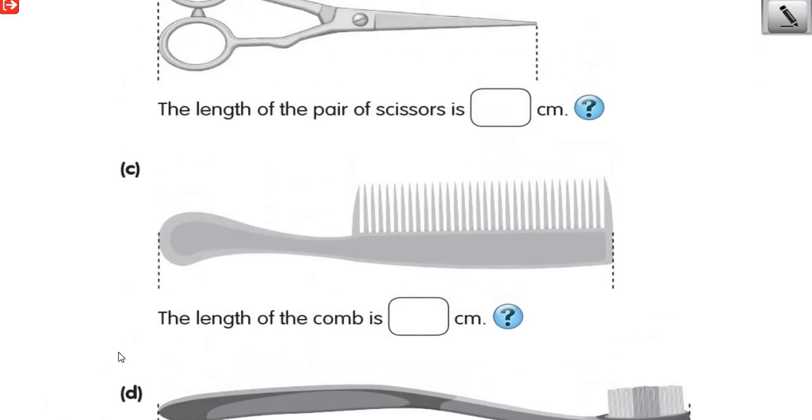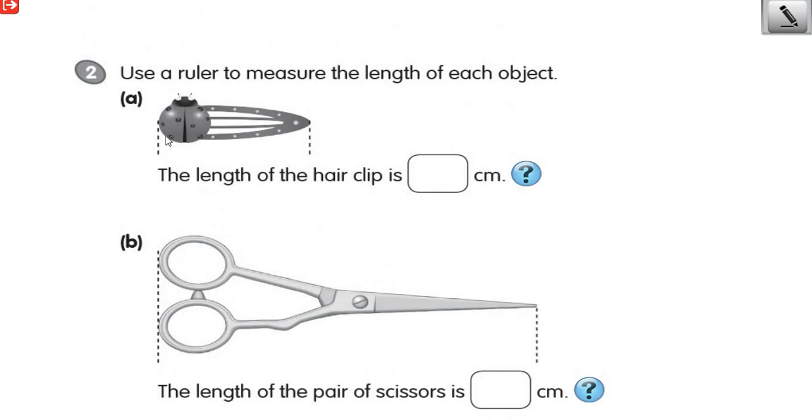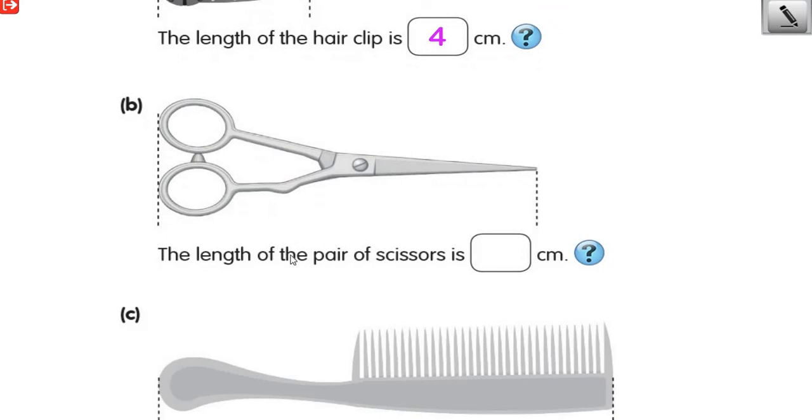Again, you're going to use your own ruler and measure this object, okay? Start from the 0 point here all the way here. What is the length of the hair clip? Another 5 seconds. The length of the hair clip is 4 centimeter. How about the length of the pair of scissors? Start from 0 from here until here. 5 seconds.